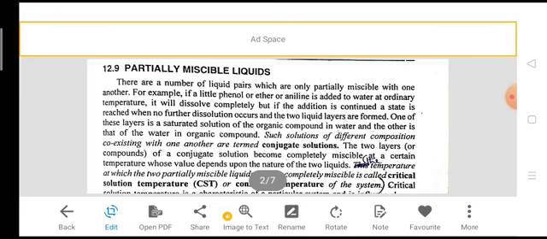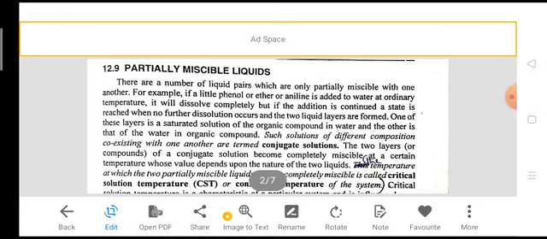Today our class is partially miscible liquids and critical solution temperature. So what are the partially miscible liquids? We found that there are a number of liquid pairs which are partially miscible.